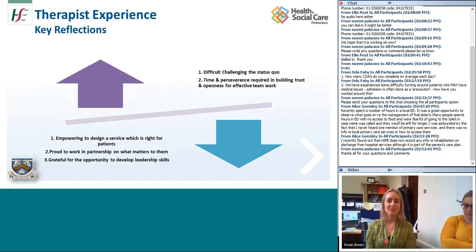Yes, there were difficulties, there were challenges, there were ups and downs, but being allowed that space to reflect was incredibly important, and it's something that has stood to me in my current role in St. Joseph's in the day hospital setting. So that's it.